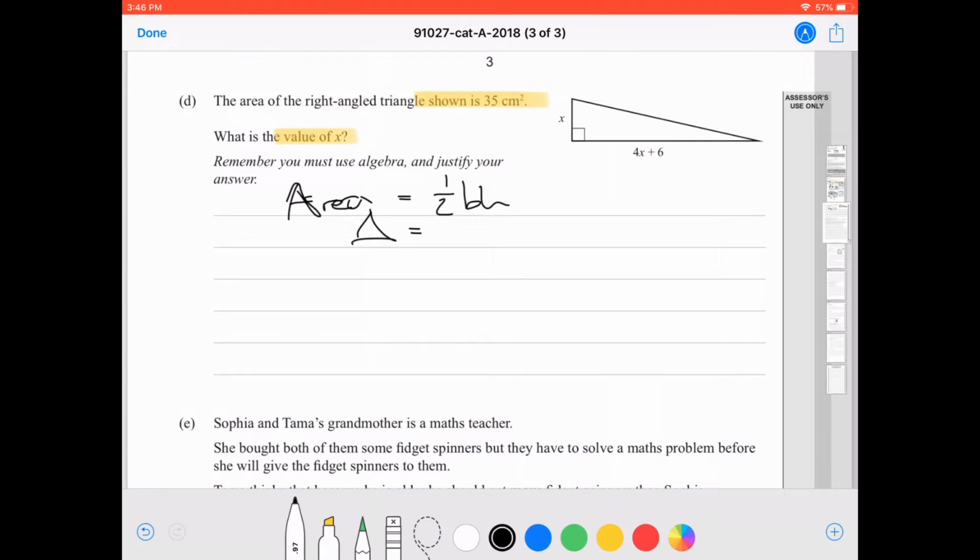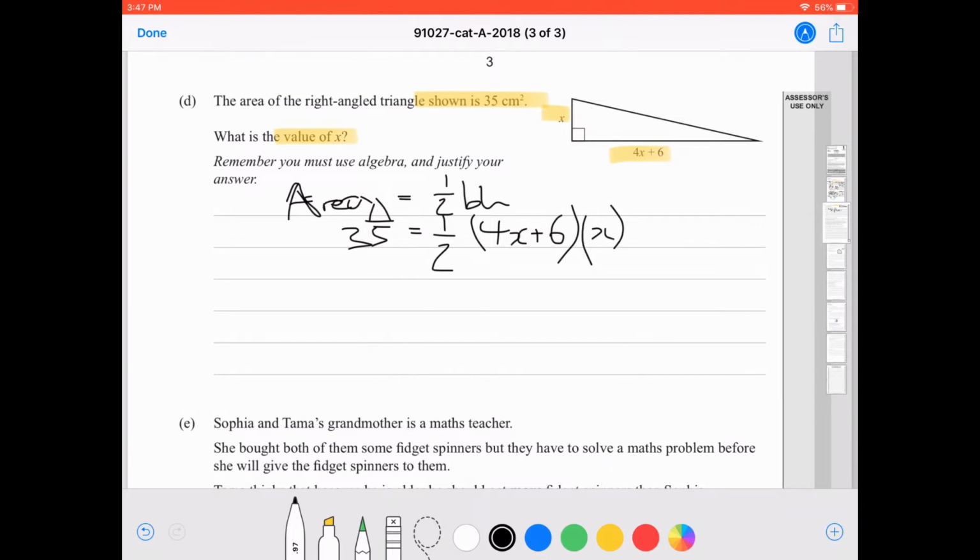And we know we've been given the area and we're finding x. We've also been given, if we see the diagram, side lengths in terms of x. So you've got x and 4x plus 6. Back to our equation. If we have the area already, we can substitute that in. So 35 equals half is constant. Base is 4x plus 6. And our height is just x.